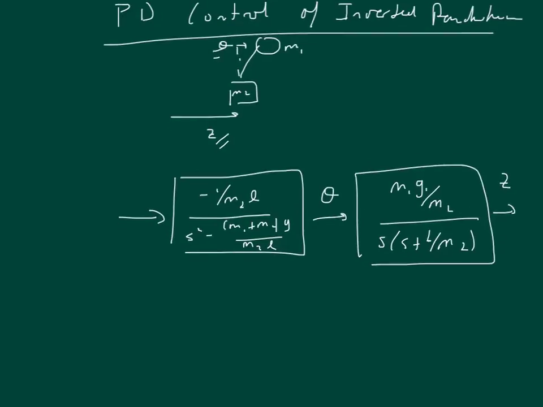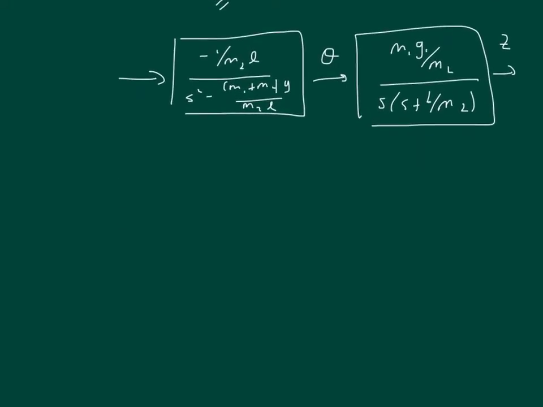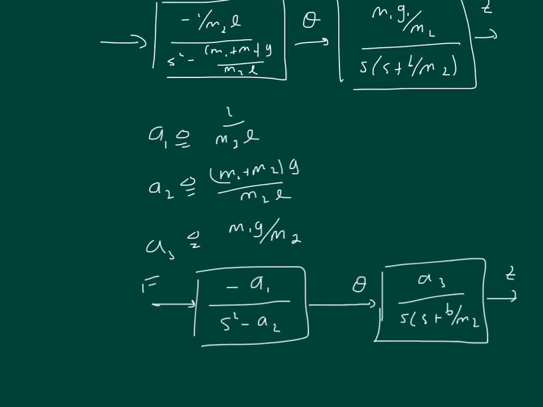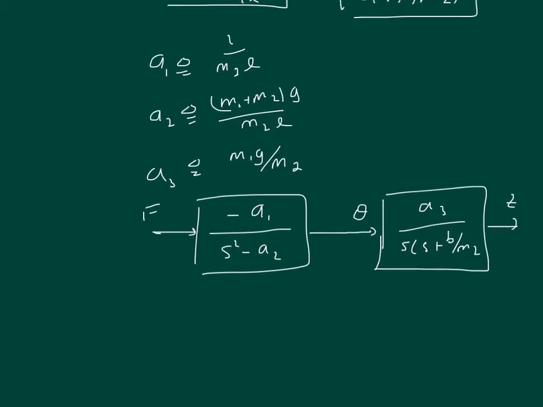And because we don't want to keep writing all these coefficients, let's define some simple things: a1 to be 1 over m2l, a2 to be (m1 plus m2)g over m2l, and a3 to be m1g over m2. And that results in the revised system that looks like this with these coefficients, so it'll be a little bit easier.